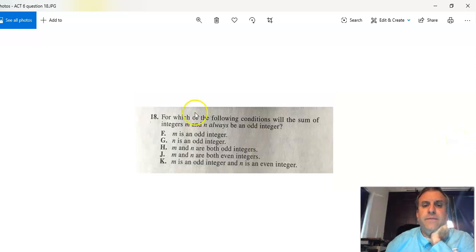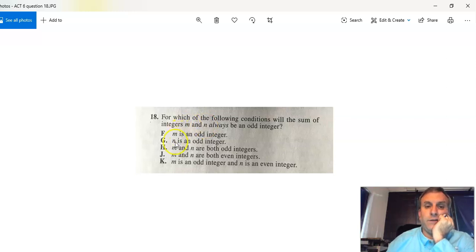18. m and n will always be an odd integer. For which of the following conditions will the sum of the integers m and n be...? Make m 7 and n 8.